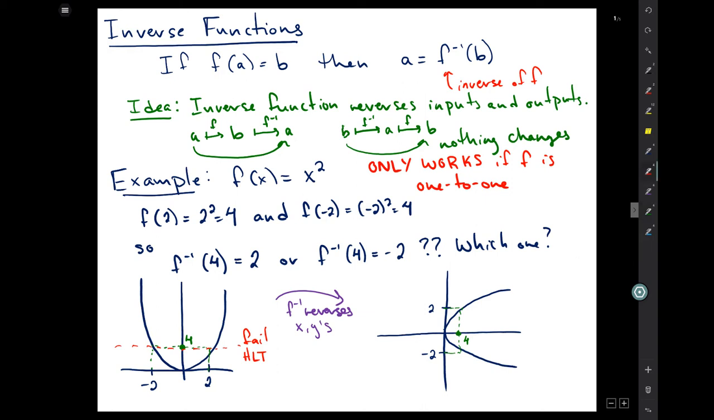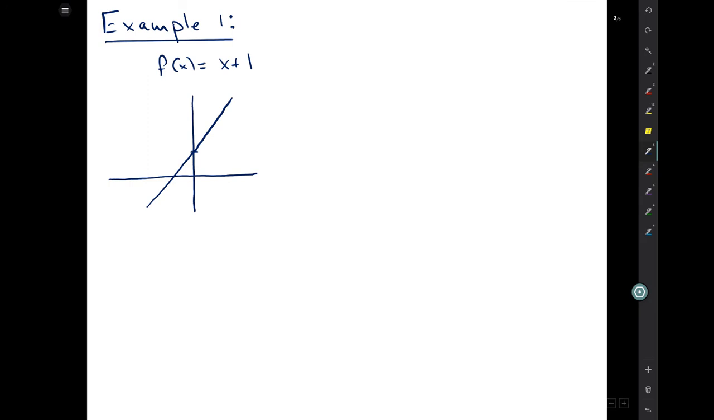So what's going on here? f fails the horizontal line test. f inverse fails the vertical line test, and so f inverse is not a function. So that's an intuitive description of inverse functions and an intuitive explanation of why you only have an inverse if your function is one-to-one. Let's see some explicit examples now of how to compute inverse functions.